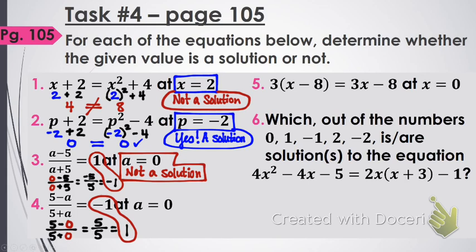So is this a solution? No. They got tricky with this. If it had been exactly the same as the one above, where it was a positive 1 and a positive 1, we would have been good. But it wasn't. So not a solution.